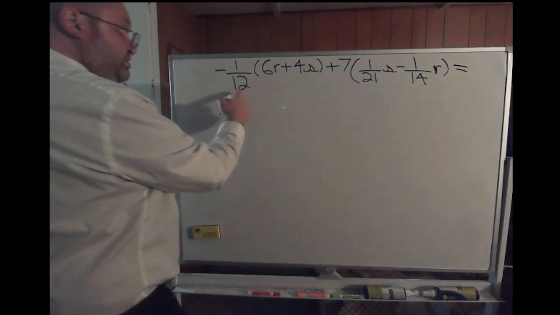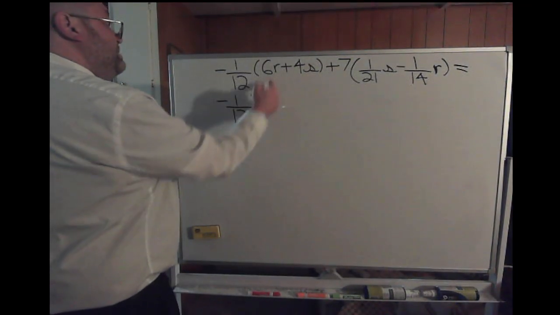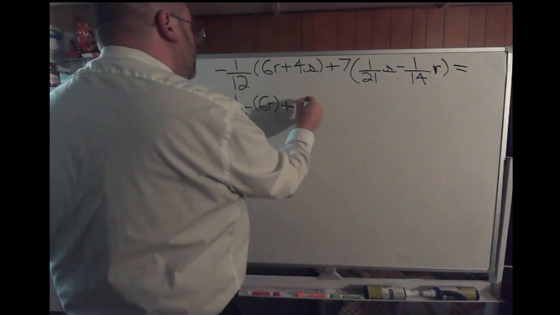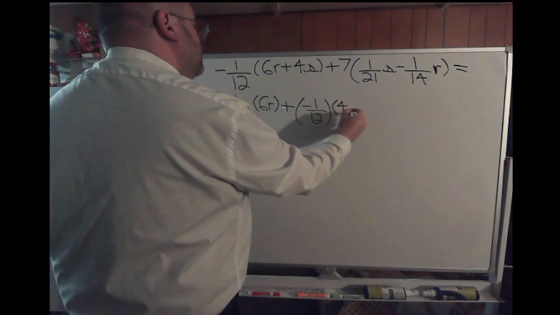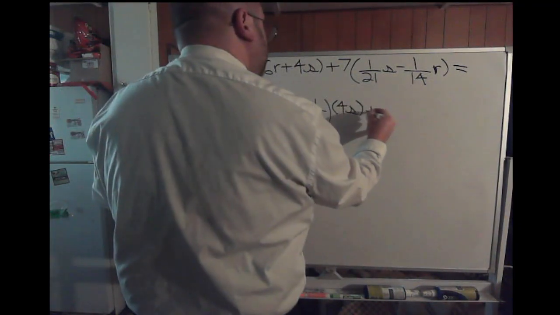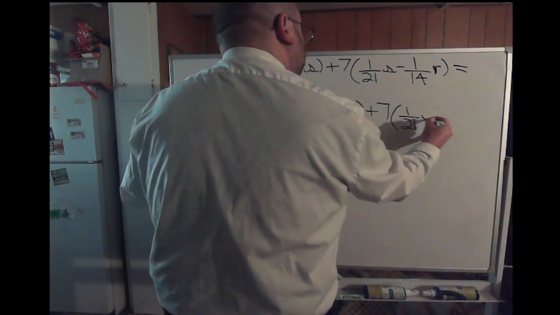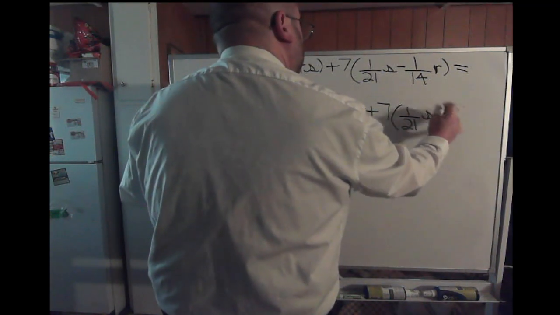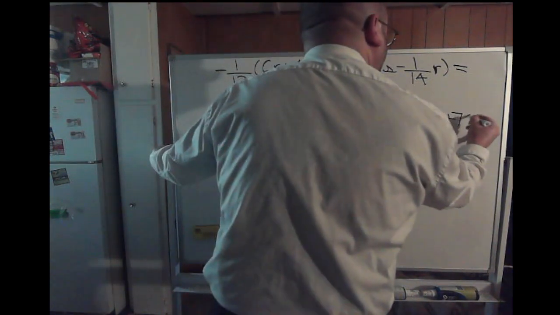Well, again, start with each term to do the distributive property. You'll take your negative 1/12, excuse me, times that 6r, plus you'll take your negative 1/12 times your positive 4s, plus you'll take your 7 for the next set times 1/21 s, plus 7 times your negative 1/14 r.